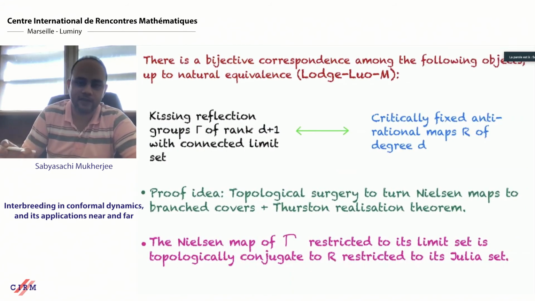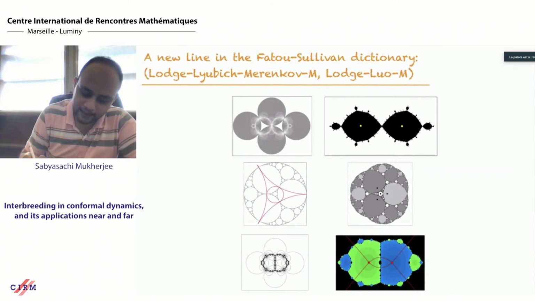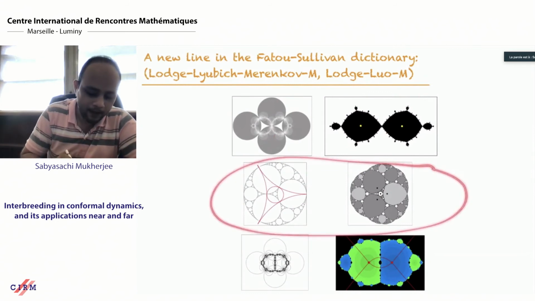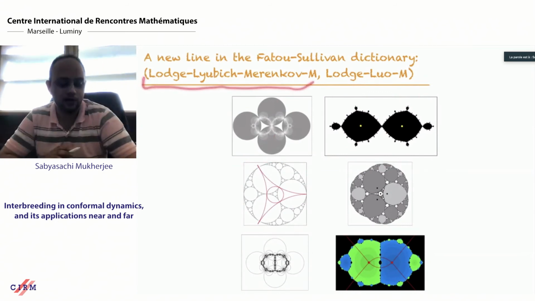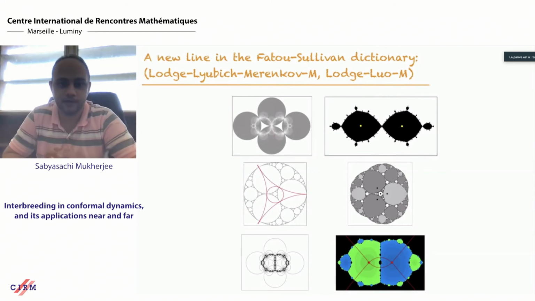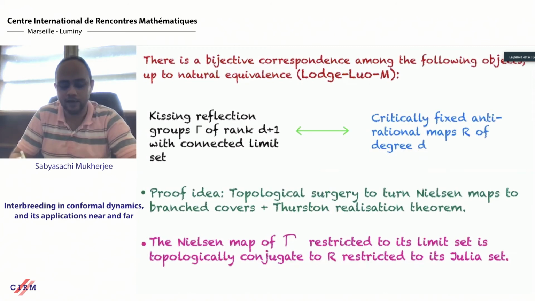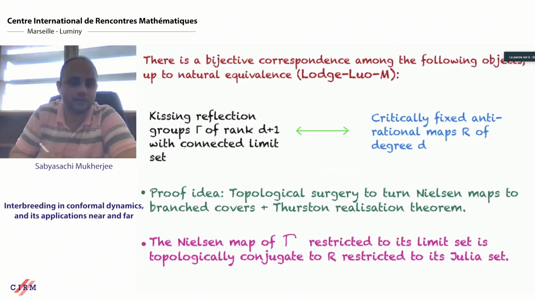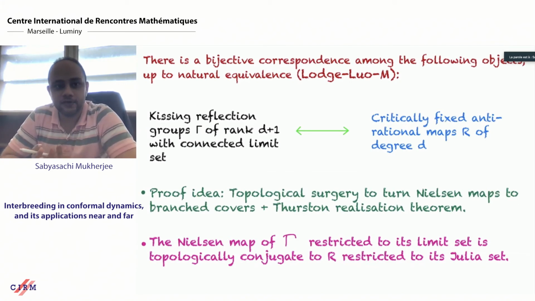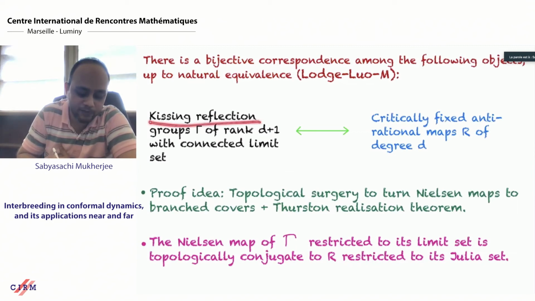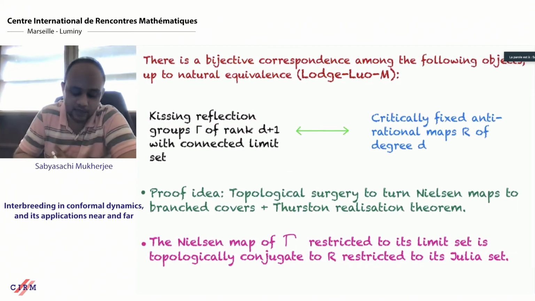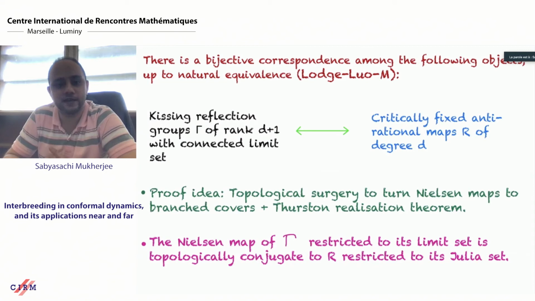So let me state the theorem. I should say that this picture is from joint work with Russell Lodge, Michal Lubitsch, and Sergei Merenkov, and with Russell Lodge and Yusheng Liu, we generalized it to the collection of all kissing reflection groups. So it turns out that there is, in fact, a bijective correspondence between kissing reflection groups of a given rank with connected limit sets and critically fixed antirational maps.